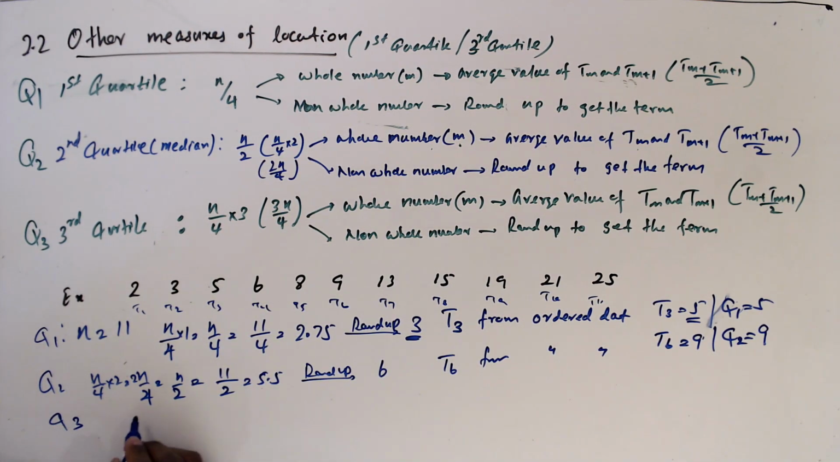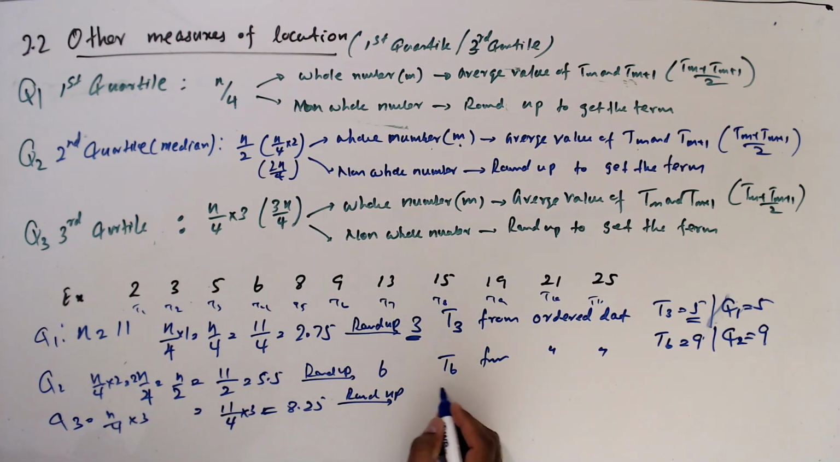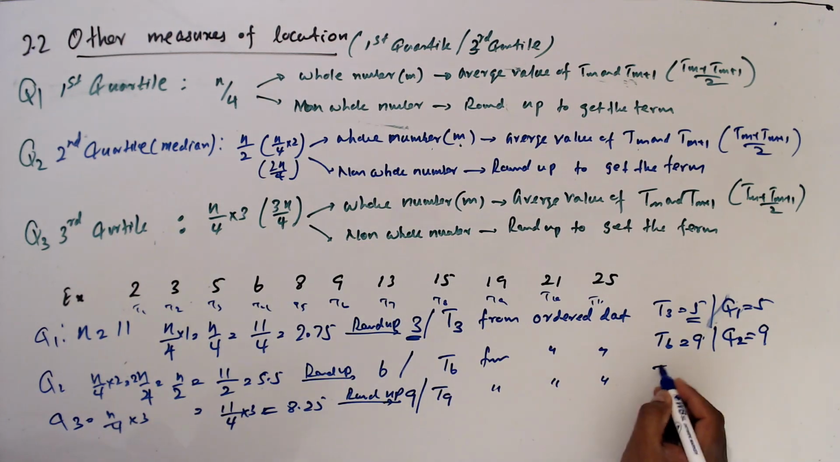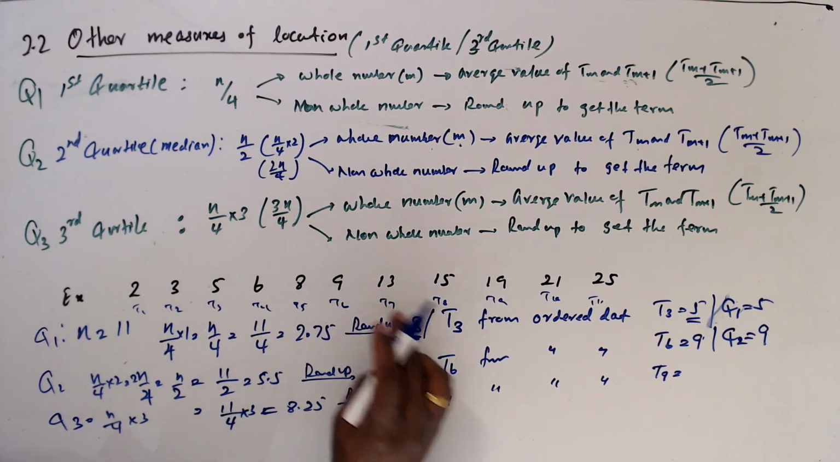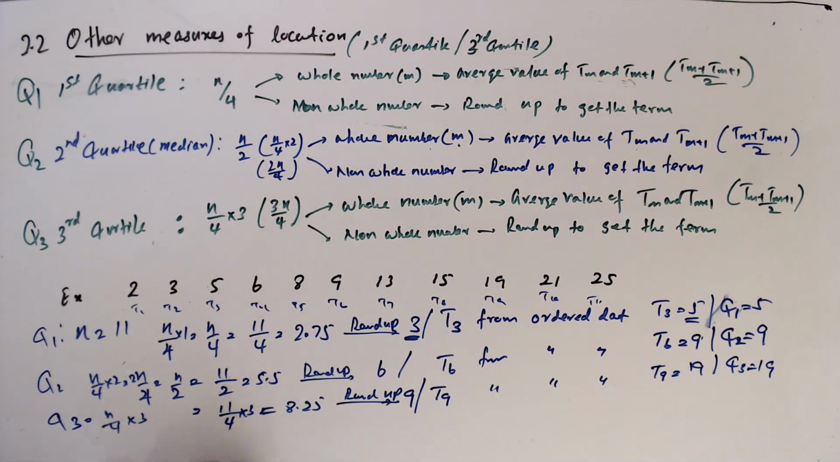Then Q3. Q3 is the same thing. N divided by 4 multiplied by 3. So 11 divided by 4 multiplied by 3, you will get 8.25. Round up. Don't think that this is less than 0.5. No, follow the instruction: round up. Then this is going to be 9. T9 from the ordered data: 1, 2, 3, 4, 5, 6, 7, 8, 9. That is 19. So the third quartile is 19. It is very crystal clear and easy.